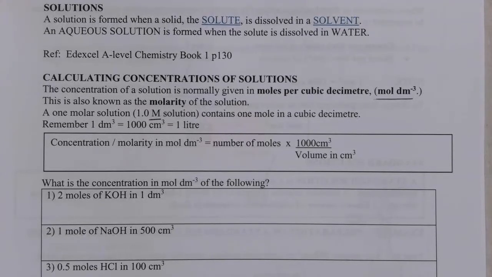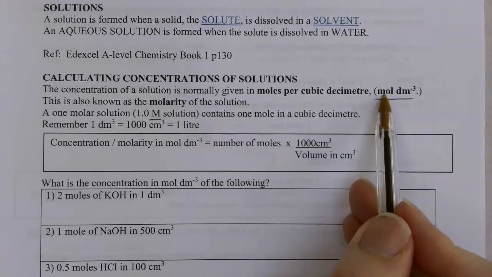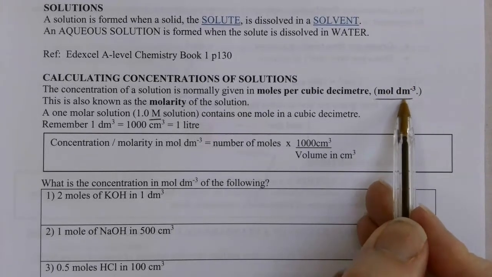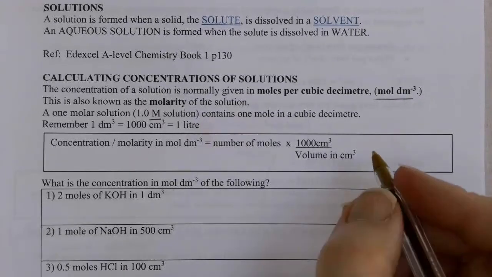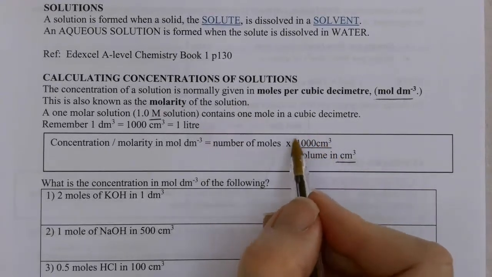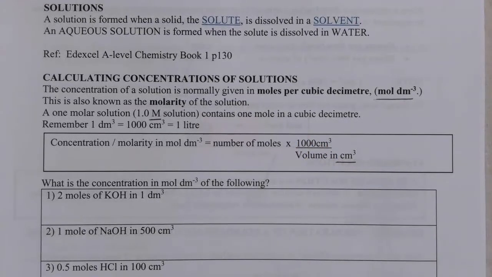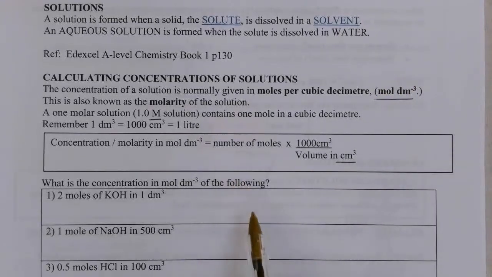So you need to learn this formula. Remember, in chemistry you're not given a formula sheet, so all these formulas have to be learnt. From the units we can see that it's moles divided by the volume in decimeters cubed. Quite often we're not given the volume in decimeters cubed in titrations, we're given it in centimeters cubed, and that's why we have this 1000 term here. So the concentration is equal to the number of moles times 1000 divided by the volume. But if you remember the units, that will help you work out the formula.